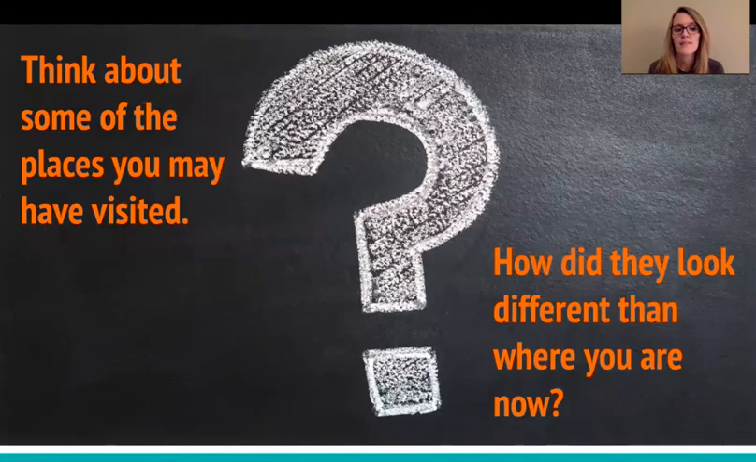So I want you to think about some of the places you may have visited to start today. Maybe you went on a field trip, maybe you were on a family vacation, maybe you moved across the country and drove all the way. How did that location look different than where you are now? I know for me, I can think off the top of my head of some family trips to the beach. The beach is much sandier than East Tennessee. It's much flatter than East Tennessee, and it has a lot less vegetation, less trees are along the beach. So to me, it's very different than where I live here in East Tennessee.